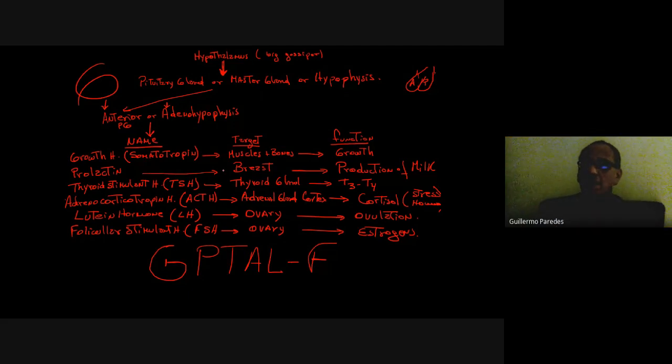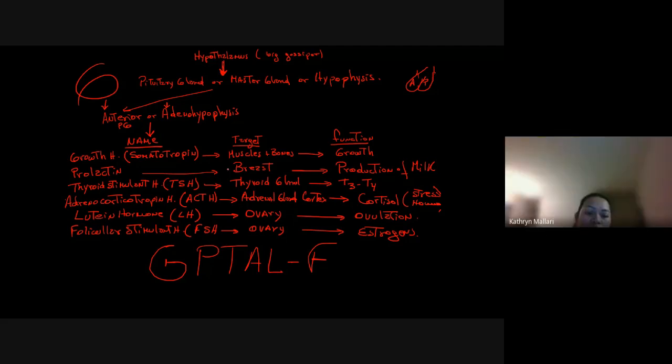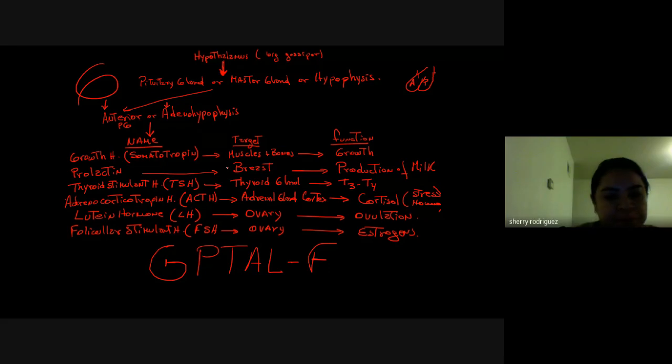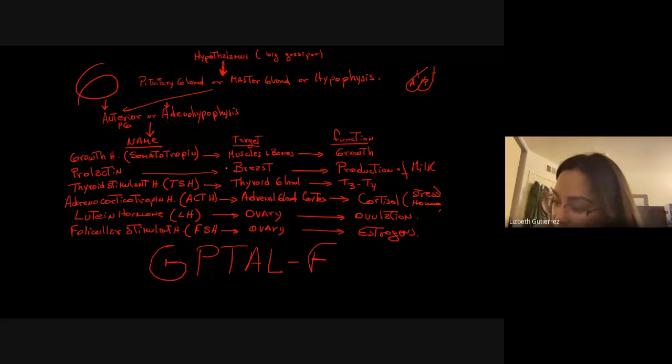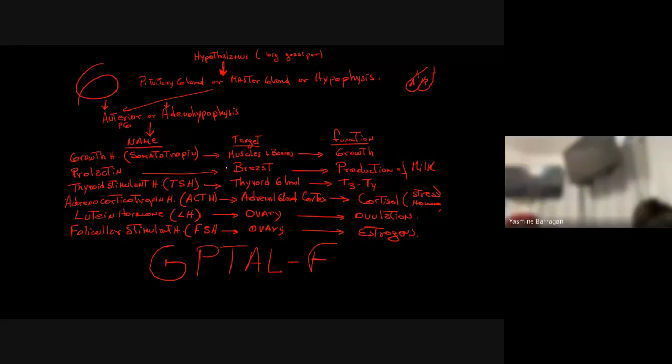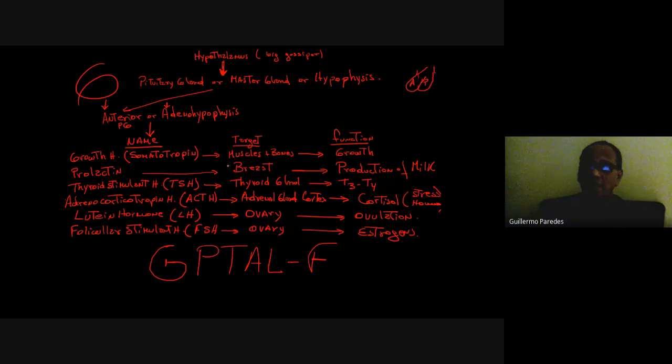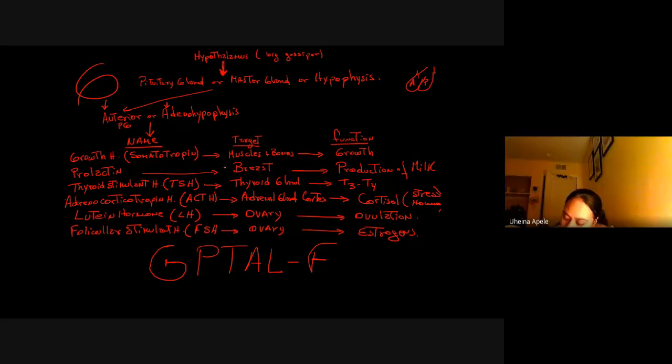Okay. Give me the G. Who is G? Growth hormone. Everybody, please. Growth hormone. Growth. Give me the P. Prolactin. Give me the T. Thyroid stimulant hormone. So you can tell me the TSH. TSH. Give me the A.